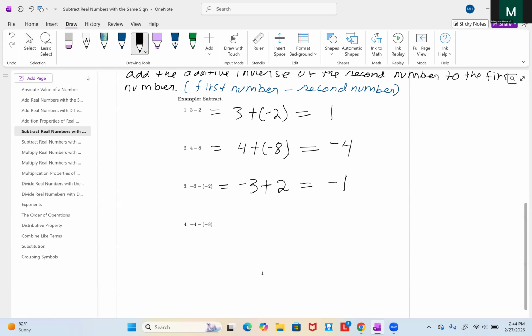Another example, minus 4 minus 8. So this is equal to minus 4 plus 8, and this equals 4.